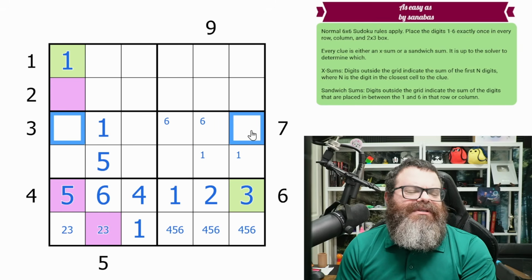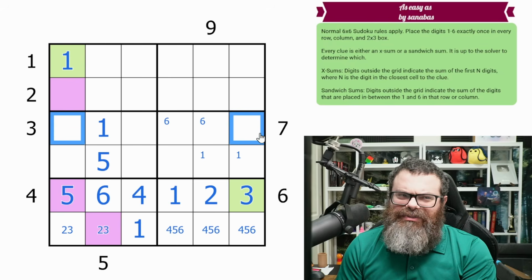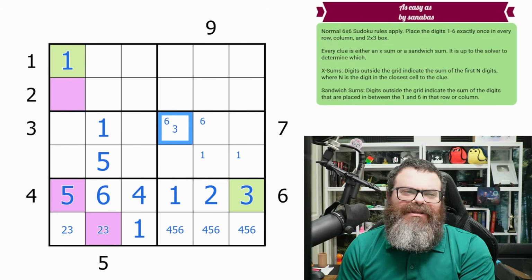Well, we know the 2 is in one of these two, because one of these has to be an x sum. Which means the 2 is not in the sandwich. So actually, we can't do 2, 5 in the sandwich. So this is only 3, 4, 6.